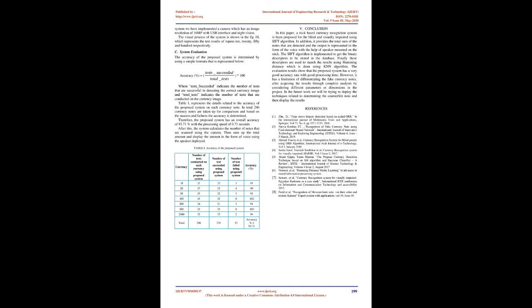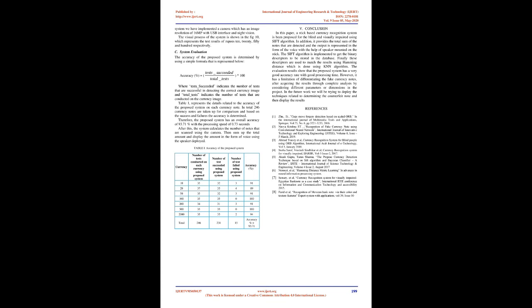B. Visual results. In this section we have represented the specification of different camera devices on which the proposed system is tested and also the step-by-step visual effects of each processing stage. The proposed system is tested on various cameras from VGA, which has a pixel resolution of 640 x 480, followed by high-resolution pixels. In the proposed system we have implemented a camera which has an image resolution of 16 MP with USB interface and night vision. The visual process of the system is shown in Fig 10, which represents the test results of Rs 10, 20, 50, and 100 respectively.